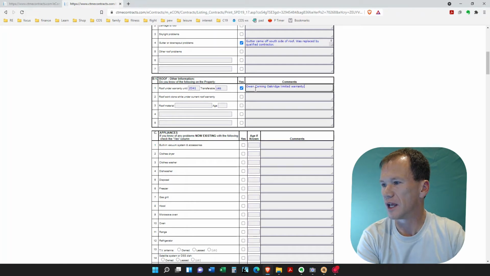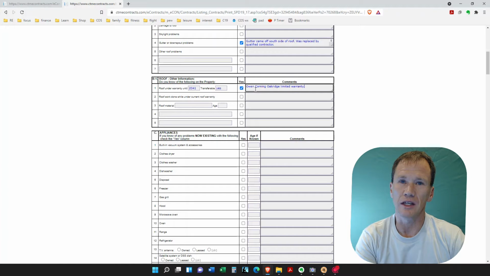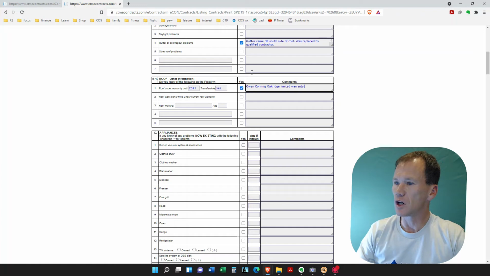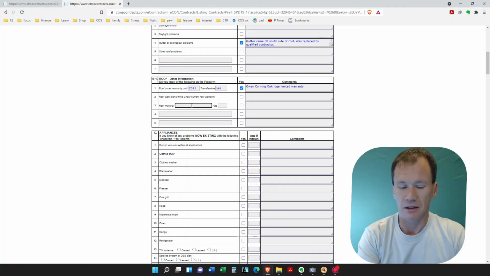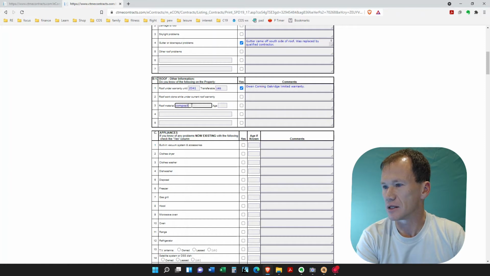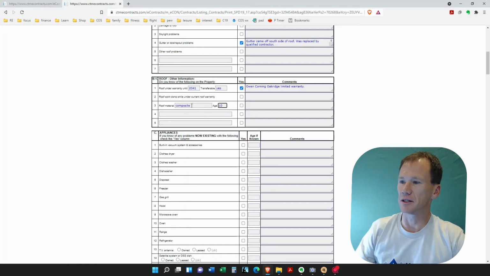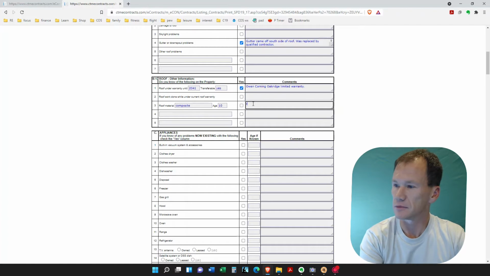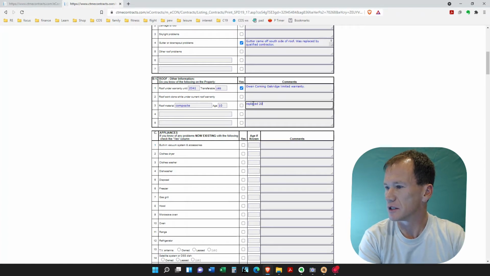I'll check yes, and I'll say it was an Owens Corning Oak Ridge Limited warranty. And then what you're also going to want to do, when you're providing your due diligence documents to the buyer, is include a copy of that warranty. So you're not just telling them to take your word for it, but you're going to go ahead and provide that information. Roof work done under current warranty, let's say no. Roof material, it's composite, and it's age 10. Replaced 2011 after hail storm.